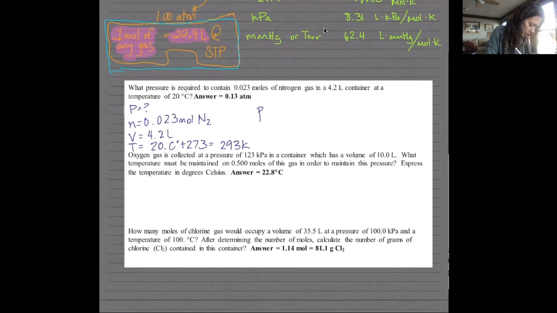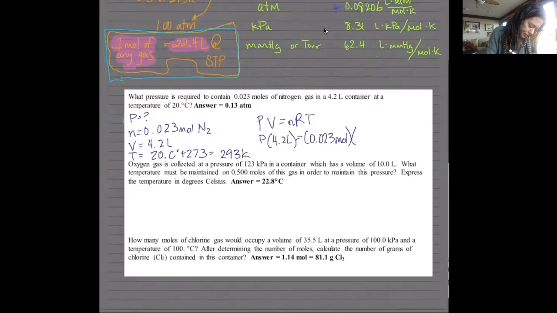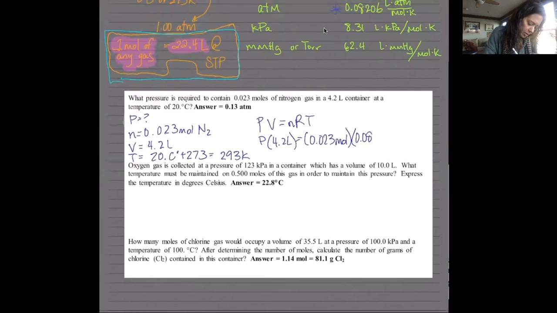There we go. PV equals nRT. Volume, 4.2 liters. Notice if that was not liters, we'd need to change it. Moles, 0.023 moles. I'm going to solve for my pressure in atmospheres, so I'll use this value here for R. I usually stick with atmospheres unless I'm told otherwise. And then my temperature is 293 kelvins.